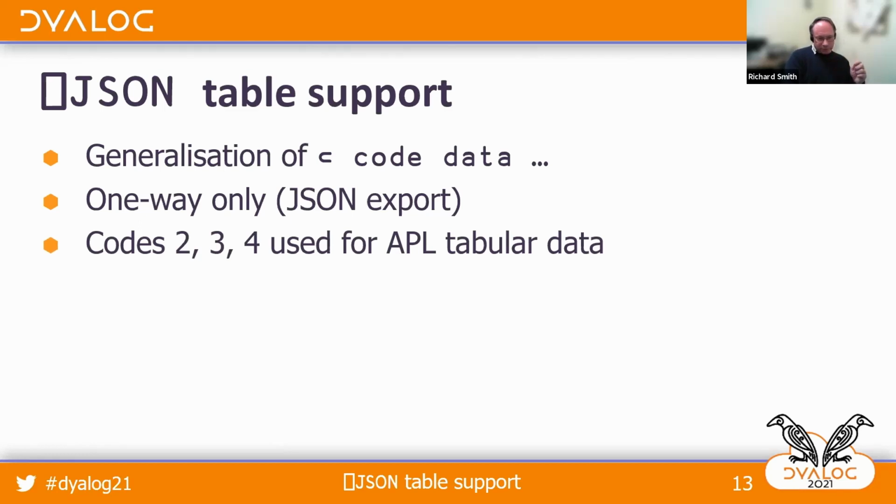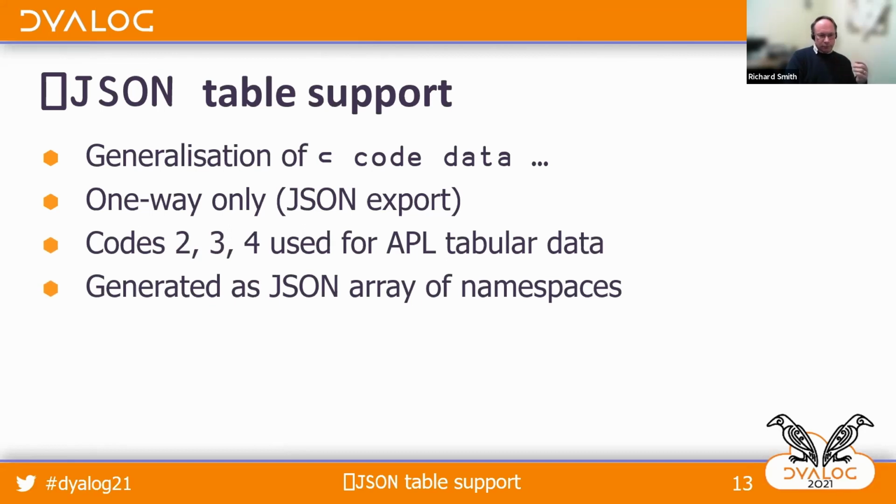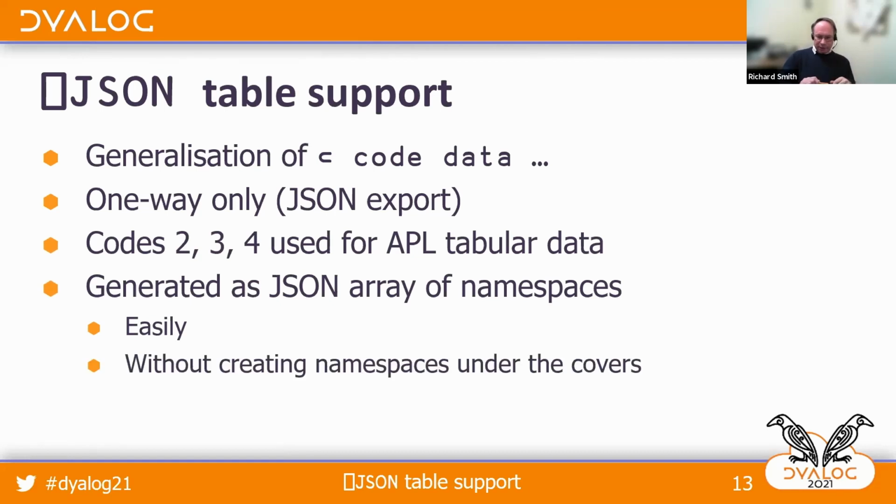So we've defined codes 2 and 3 and 4 for APL tabulate data generated as a JSON array of namespaces, and easily, and as I said before, without creating the namespaces under the covers. So it's a very efficient way of generating this table, as well as being a very simple way of doing it.